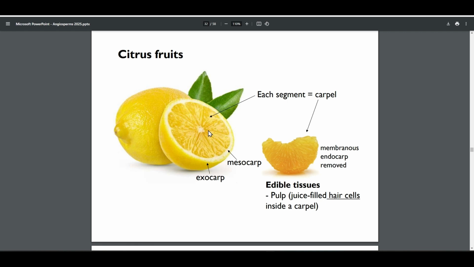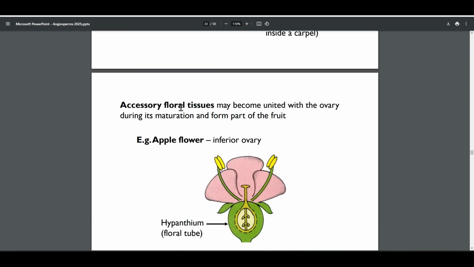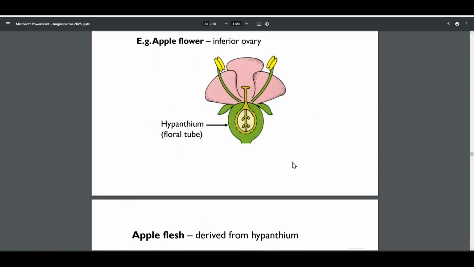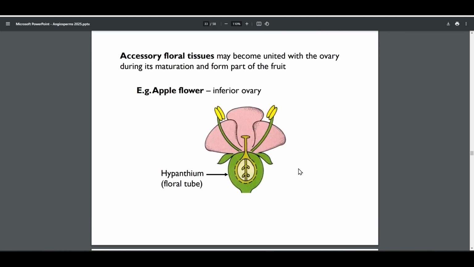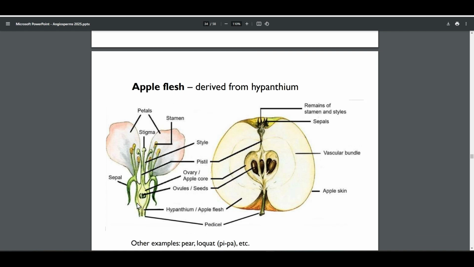But I think after human cultivation, lemons or oranges have already lost their seeds, but mandarins still have their seeds. Alright, anyways, so aside from the ovary, the other parts could also become part of the fruit, and in this case we'll talk about the apple. So the apple flower has the inferior ovary arrangement. That means the ovary is embedded into the hypanthium with no space surrounding it, and the apple flesh is actually from the hypanthium. So the hypanthium here becomes the apple flesh, the ovules are the seeds, and the ovary becomes the apple core, which is the chamber that holds the seeds, and the rest are not super important, but you can take a look yourself.